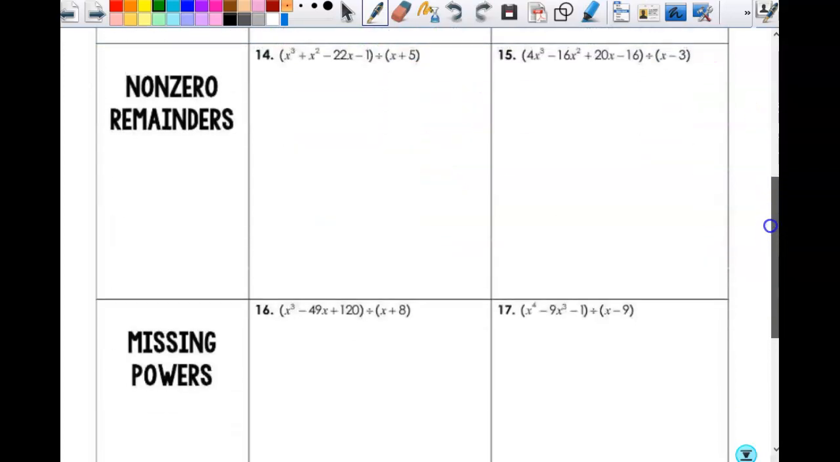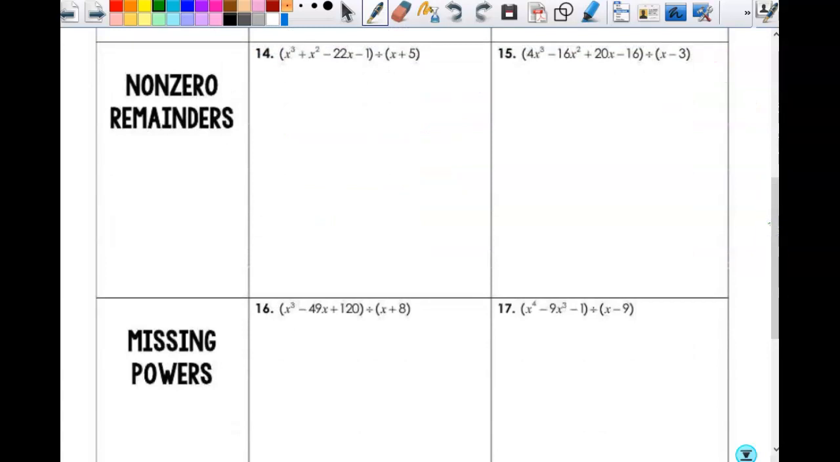What to do with non-zero remainders. So here I have x minus 3. So we're going to put x equals 3. 3 goes out here. Then I have 4, negative 16, 20, and negative 16. Okay. We all good? No? Everybody understanding where everything comes from?